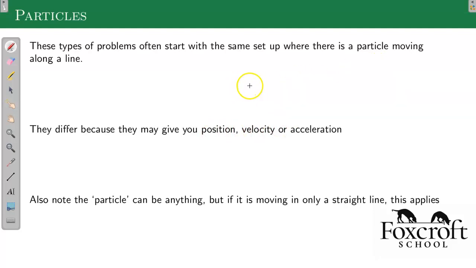And also notice the particle. A lot of times they will use the word particle because it kind of robs it of any reality. But it can be anything. So they might say this person's riding a bicycle along a straight line. This airplane's flying in a straight line. If anything's in a straight line, then it's linear motion.